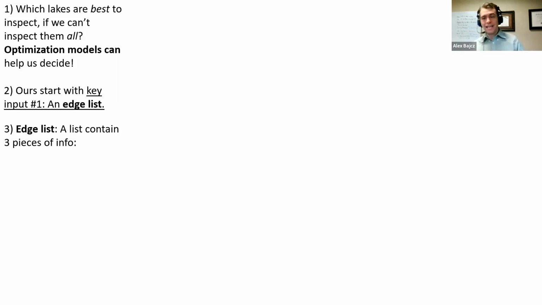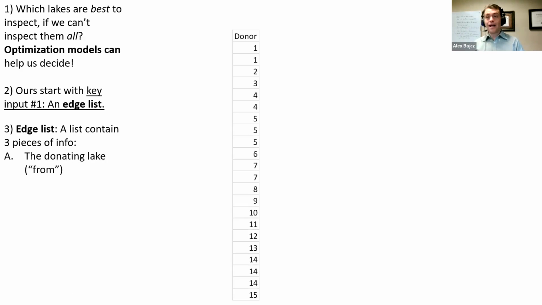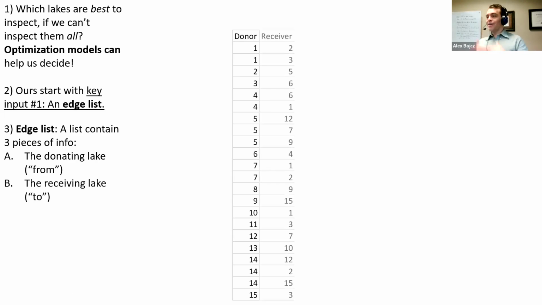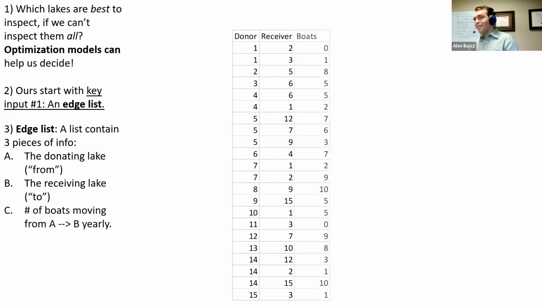And the first input we gave our model is something called an edge list, which sounds fancy, but it's really not. It's just a list containing 3 simple pieces of information. For every pair of lakes that boaters connect via trips, how many boats are moving into the receiving lake each year? So our edge list had 3 columns. It had a column denoting which lake was the donating lake or the from lake in a pair. We had a column telling us who the receiving lake was or who the to lake in a pair was, and then a column containing the number of boats moving in that particular direction per year.